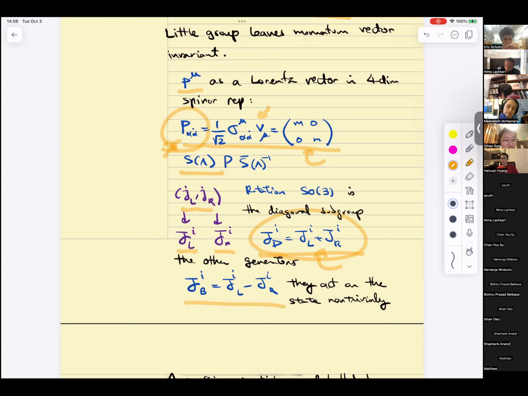So what's the other set of generators that are left? Well, next to adding them, you could subtract them. These generate boosts, actually. These are the non-trivial boosts that will change your P^μ. So the little group, you identify it as the SU(2) generated by adding the generators this way. Hopefully it's clear that it will generate SU(2). It's a diagonal.